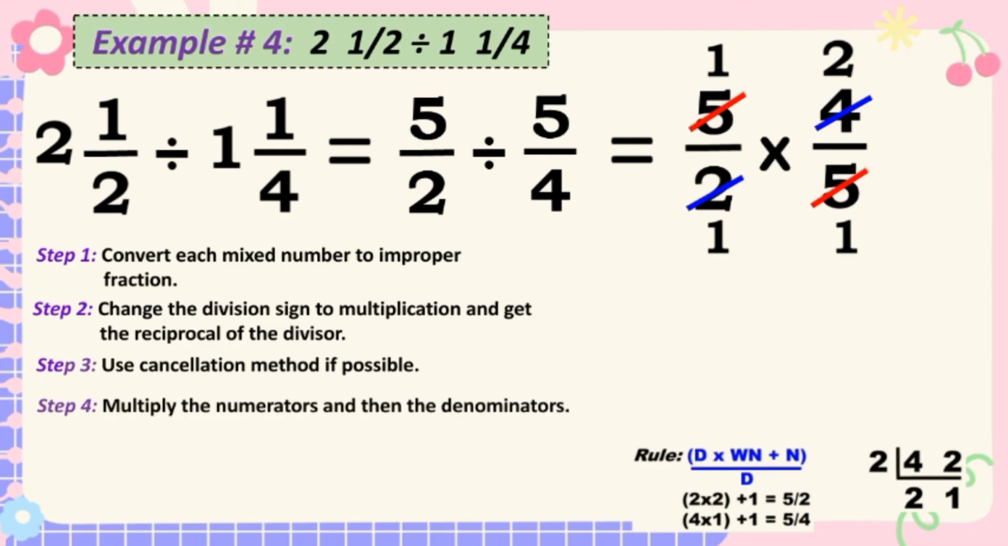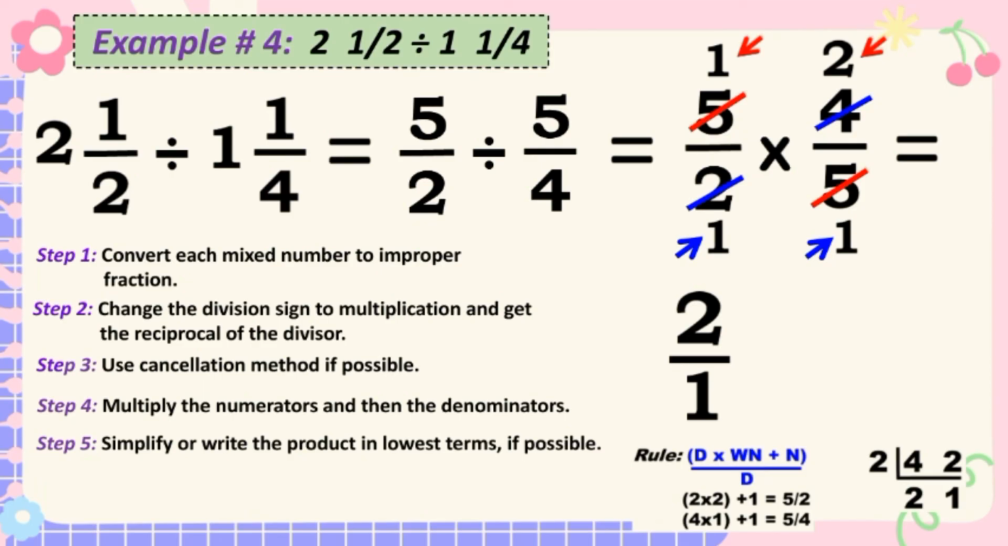Step 4. Multiply the numerators and then the denominators. 1 times 2 equals 2. 1 times 1 equals 1. Step 5. Simplify or write the product in lowest terms if possible. So, yung 2 over 1 ay pareho din sa 2 divided by 1. So, i-divide lang natin. 2 divided by 1 equals 2. So, the quotient is 2.